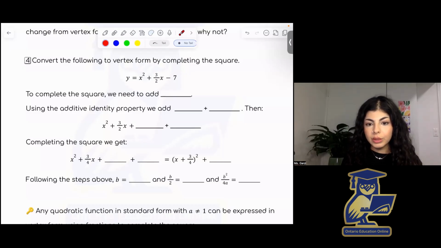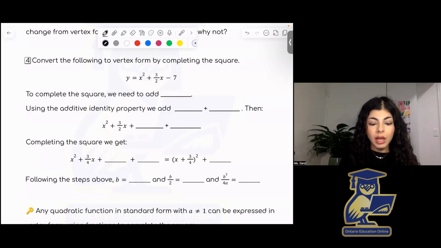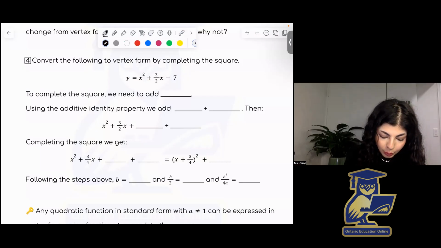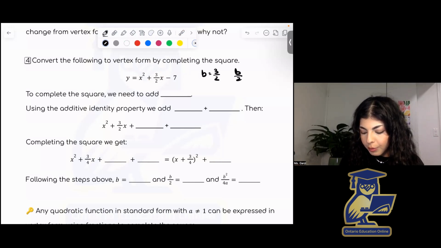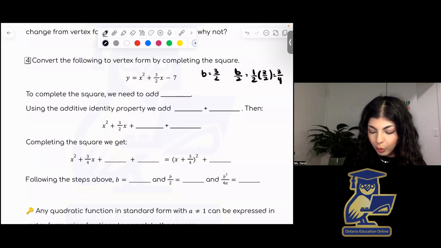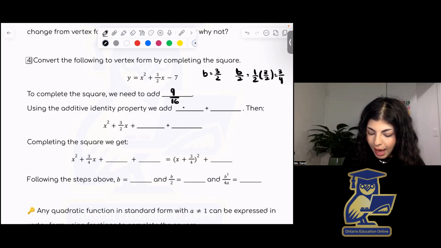This example is different from the ones we've seen so far because here we have that b is actually a fraction. But we're going to see that we can still complete the square, and we can use the same formula we just saw. So here, to complete the square, we have to add half of b, squared. But b here being 3 over 2, half of b will be half of 3 over 2, or 3 over 4. So to complete the square, we have to add the square of that, which will be 9 over 16. So we add 9 over 16 and subtract 9 over 16.